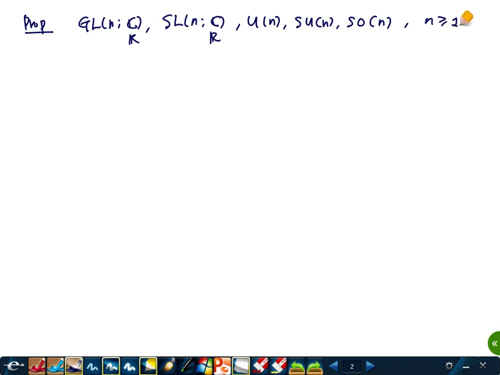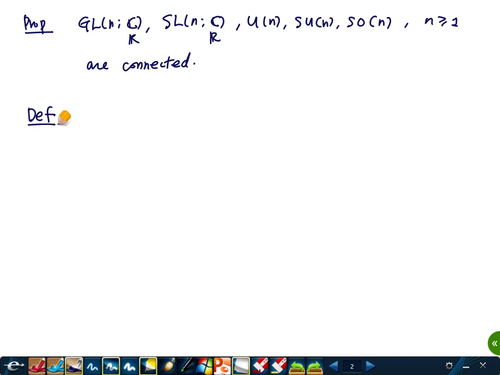Proposition: GL(n, C), SL(n, C), and also for R, U(n), the special unitary group, SO(n), for n greater than or equal to 1, are all connected. So these are connected matrix Lie groups. Again, the proof is not difficult, so just read the textbook.